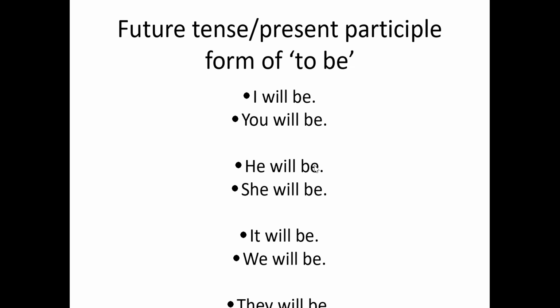He will be doing something or somewhere. She will be doing something or somewhere. It will be doing something or somewhere. We will be doing something or somewhere. They will be doing something or somewhere. Doing what? They will be eating, or they will be at home. They will be happy. They will be swimming tomorrow, etc., etc.